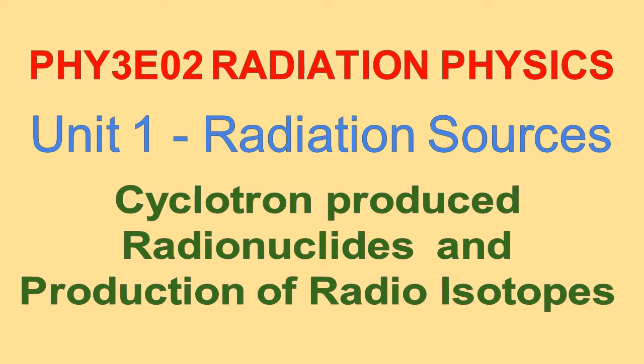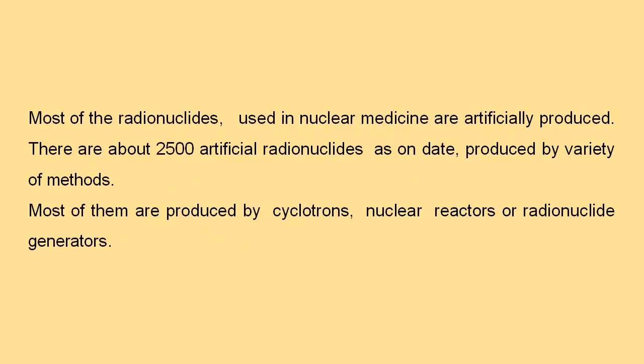In the topic radiation sources, we will discuss cyclotron produced radionuclides and production of radioisotopes. Most of the radionuclides used in nuclear medicine are artificially produced. There are about 2,500 artificial radionuclides as on date, produced by a variety of methods.